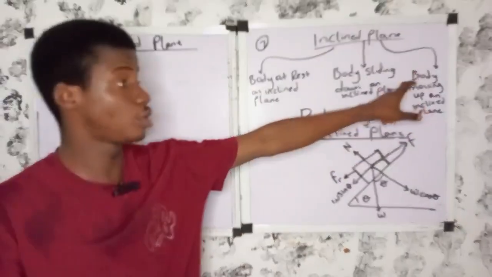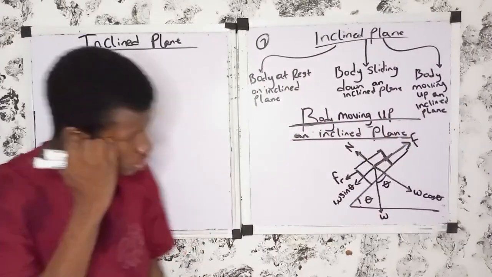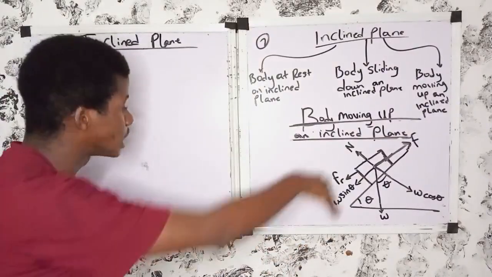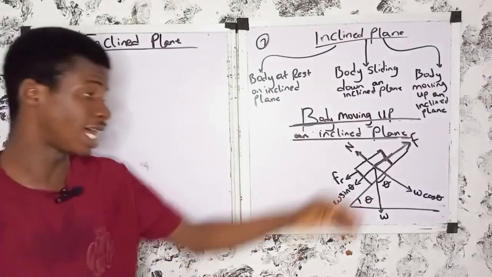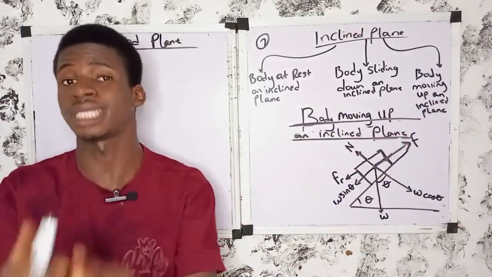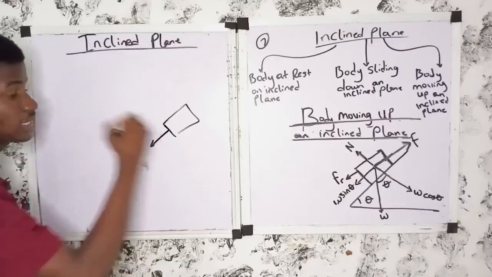Then we are in the last category, which is body moving up an inclined plane. Okay, so now take note. I told you guys that W sin theta always acts in this direction. Whereas friction force can act in this direction, and can also act in this direction, depending on the direction of motion. Let's say, for example, the body is moving in this direction.